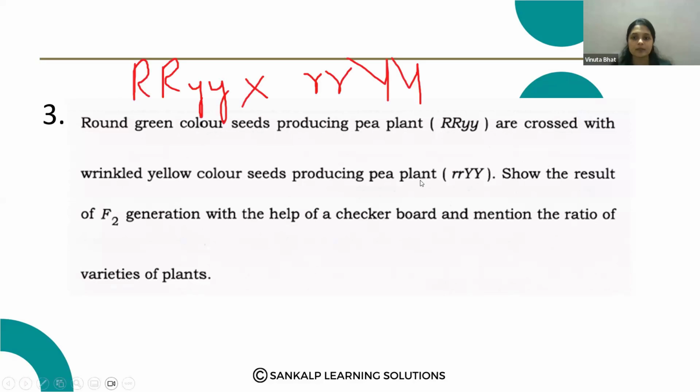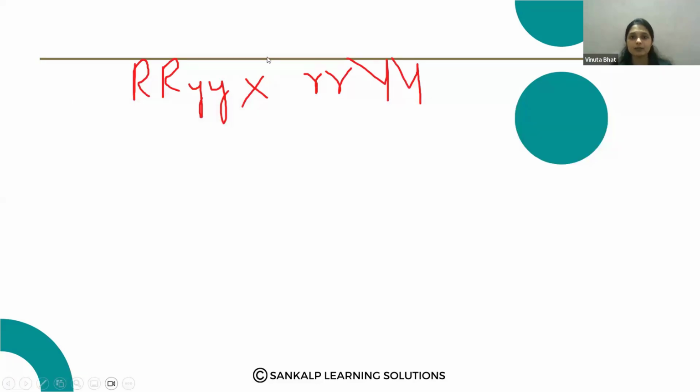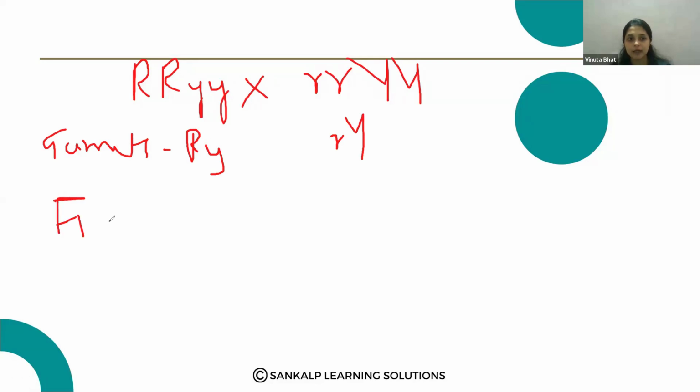Here round green color seed producing plant crossed with the wrinkled yellow seed producing plants, right? So just shortly I will explain this. So here the gametes produced in these plants, that is capital R, small y, here small r, capital Y. Here F1 generation plants will be capital R, small r, capital Y, small y.